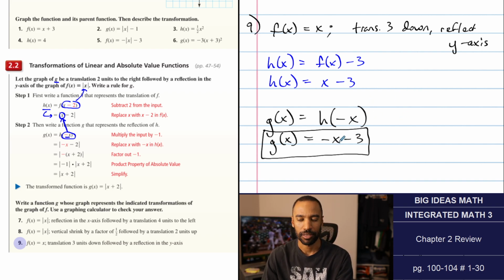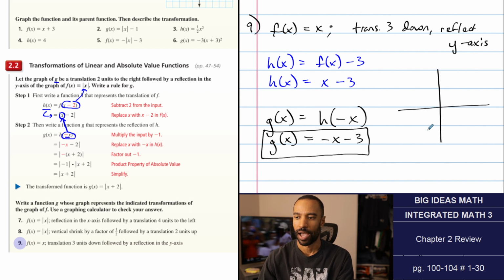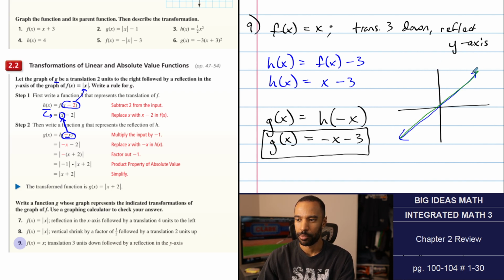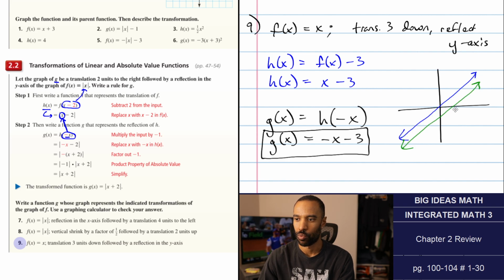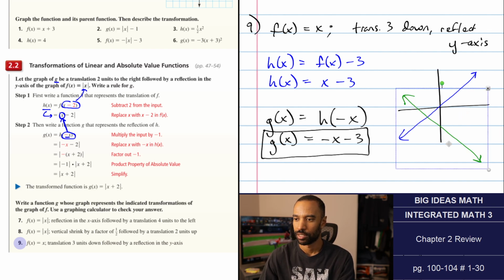So if you know anything about these graphs here, you'll know that, in slope-intercept form, the original function was y equals x, just like this. Boom. Now what technically happened to this guy right here, let me do another one in green as an overlay. What technically happened is we translated 1, 2, 3 units down, and reflection in the y-axis means it's going to flip over like this. Boom.